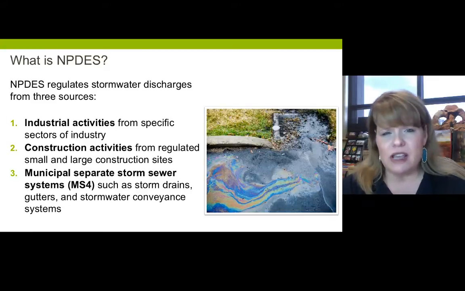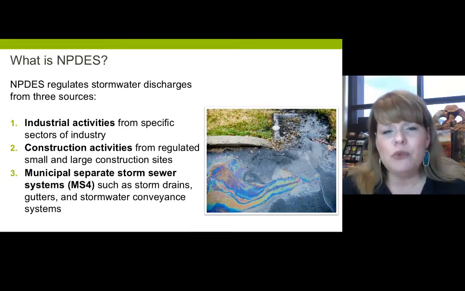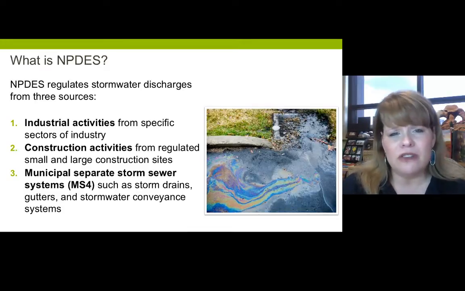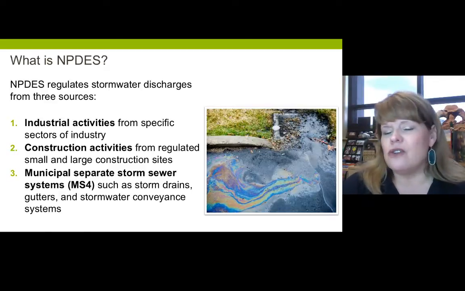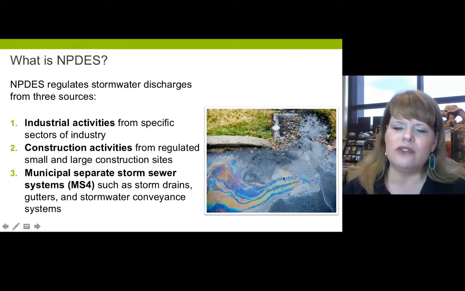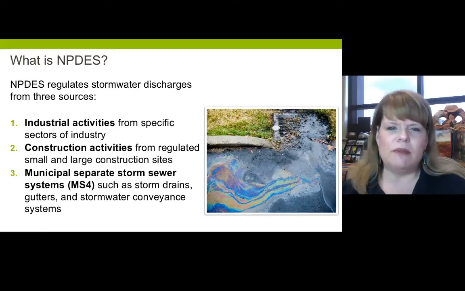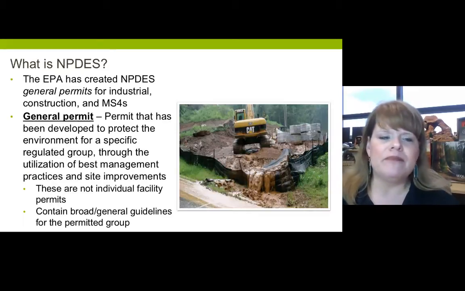And number 3, from drains and ditches in a city, known as a separate storm sewer system. That's where the word municipal comes from: city-owned, separate storm sewer systems, such as storm drains, gutters, and stormwater conveyance systems, such as this one right here. That's an MS4. And you can see the sheen right here is going directly into the storm drain and into this inlet structure right here. We don't want that.